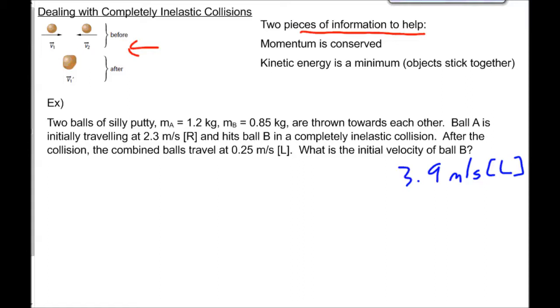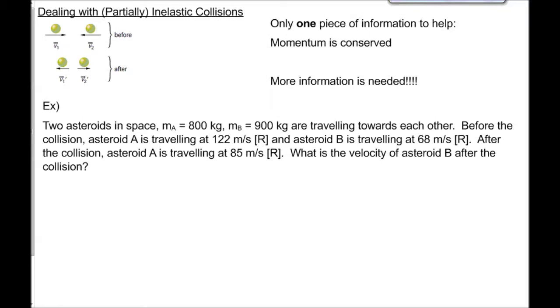All right, so there's completely inelastic, and there's one more we have to deal with. Again, we've done ones like this before. This would be partially inelastic collisions, or we just call them inelastic collisions. We really only have one piece of information to help us, and that's the idea that momentum is conserved. So we're going to need some more information to actually solve this problem.